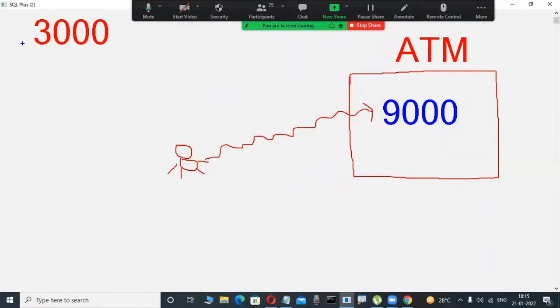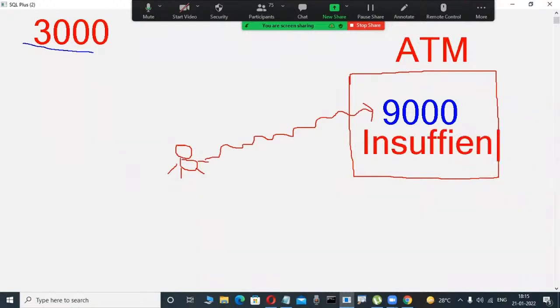Here my balance is 3,000, but how can I get 9,000 rupees? It is impossible. In this case, it will give a message. Are you observing or not, in your ATM machines, maybe some message is displayed, such as insufficient funds?